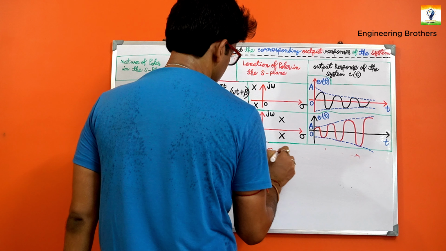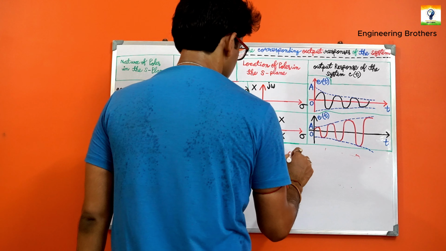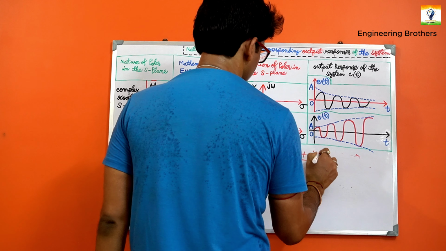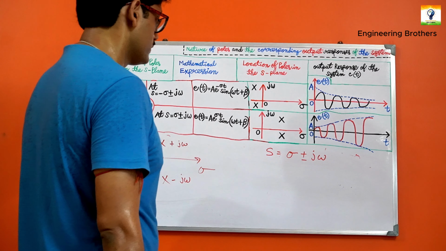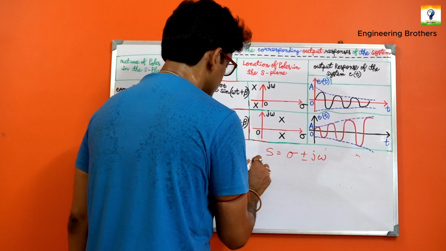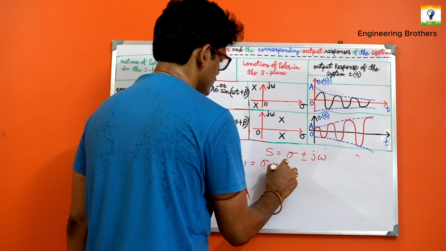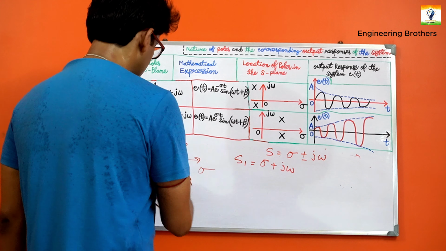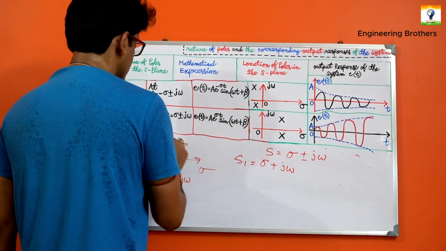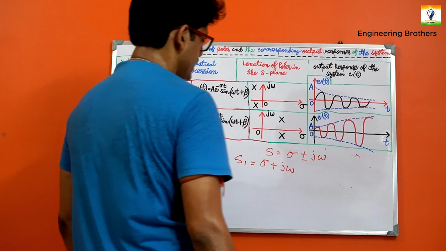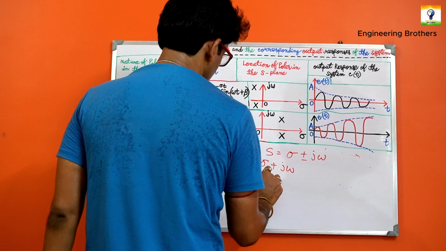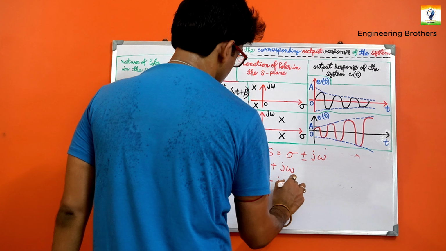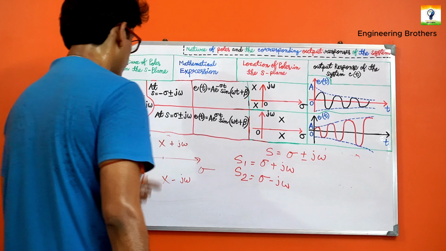Let us write down S is equal to sigma plus minus j omega. The first plot will be S1, which is sigma plus j omega, and that will be these pole plots. Sigma minus j omega will be considered as our S2. That one should be these lower points.